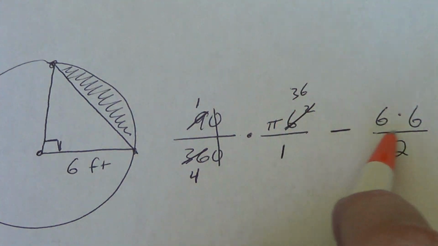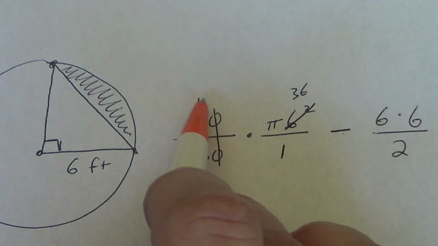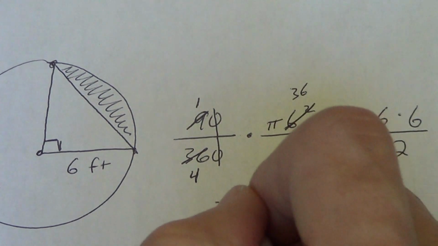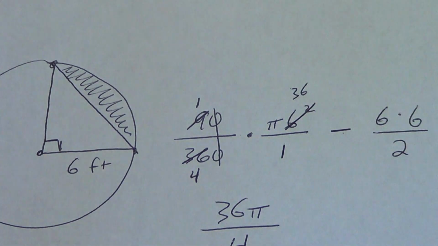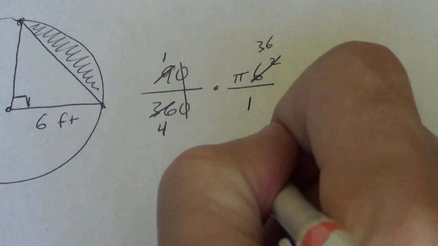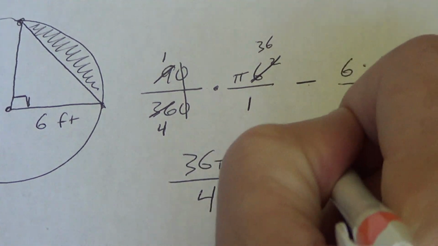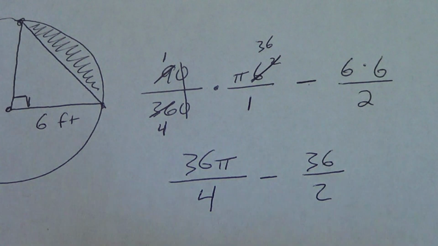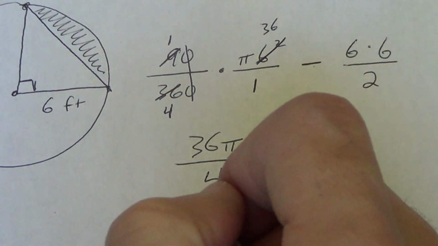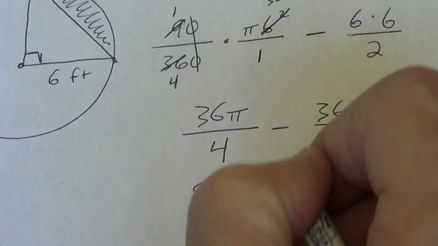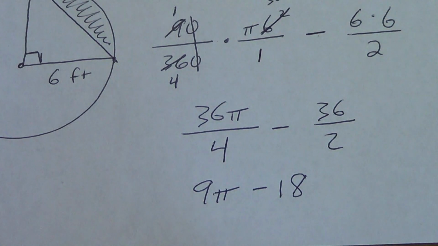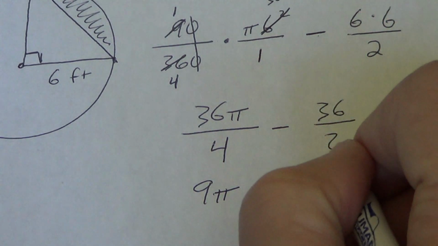Okay, let's multiply. 1 times 36. Don't keep multiplying, there's a minus sign here, so just stop. 1 times 36 is 36. Don't forget pi. Over 4 times 1 is 4. 6 times 6 is 36 over 2. 36 pi over 4, that reduces to 9 pi. Minus 36 over 2 is 18. My label is feet squared.